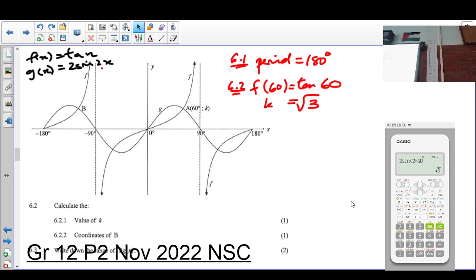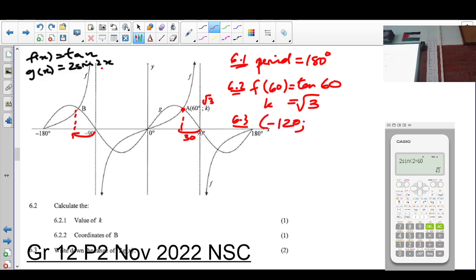People, the next question is the coordinates of b. So 6.3, the coordinates of b, that's going to be root 3. As you can see, from 90 to a, which is 60, it's 30 units. So that is also 30 in that direction. Can you see that, people? So 30 in that direction, of course, is going to give you negative 120. And if I put negative 120 into tan of x, I'm going to get root 3 anyway, which is also in line with that line y is equal to the square root of 3. That is b. I'm going to put it on the diagram. I'm going to erase all of the stuff now.